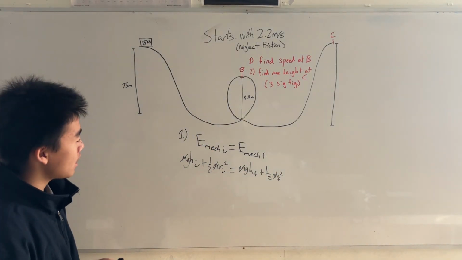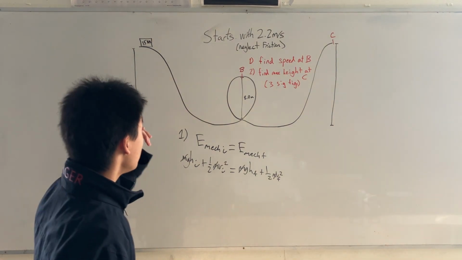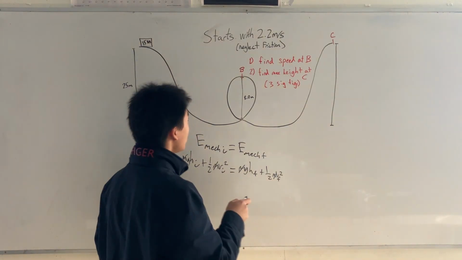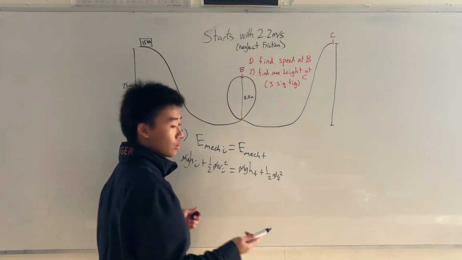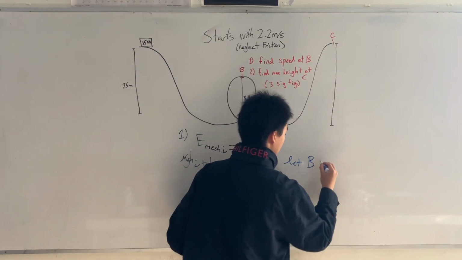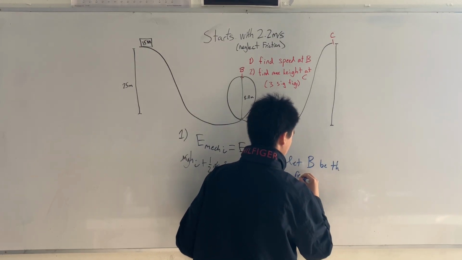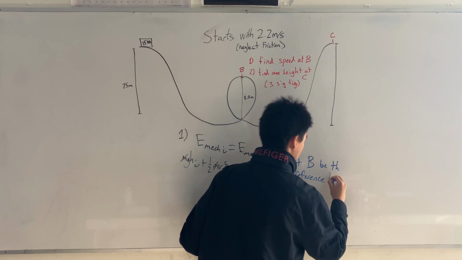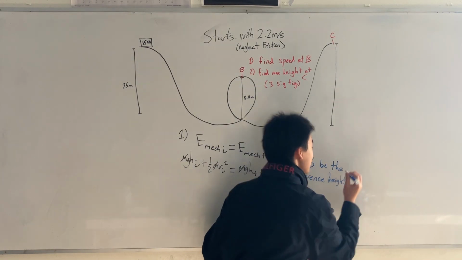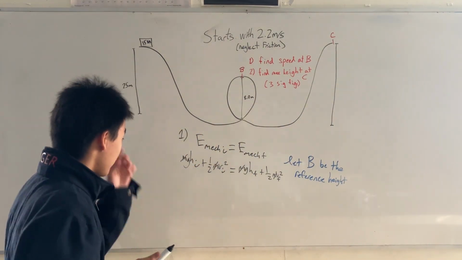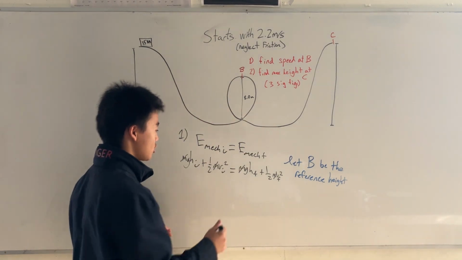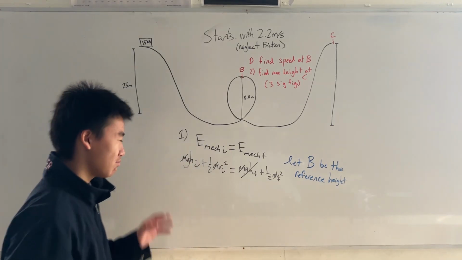Before moving on, I'd like to point something out. We know that B is 8 meters above the ground. So a good strategy we can use is to set B as our reference point. So I'll just write a note over here: let B be the reference height. In that case, that means that at B we can consider 0 gravitational potential energy. So that's the final term gone. Makes it simple.